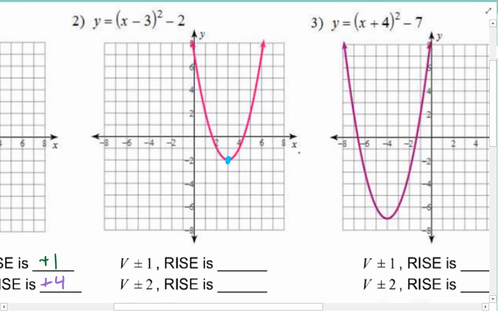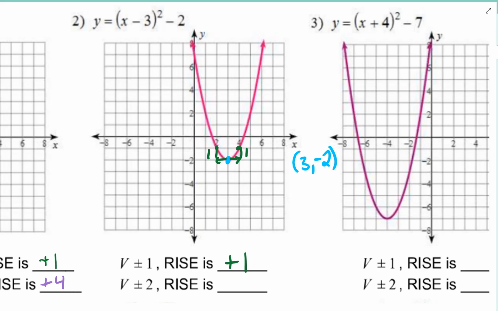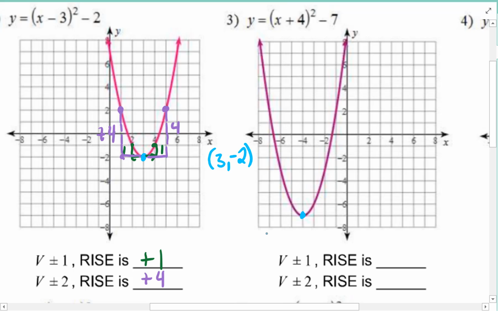The vertex here is (3, -2). 1 unit to the right from the vertex, we will rise 1 unit again. And to the left, the rise is the same, 1 unit, so +1. And 2 units away from the vertex, how much do we rise? 1, 2, 3, 4. So 2 units away from the vertex, the next point is found 4 units above that, so +4.